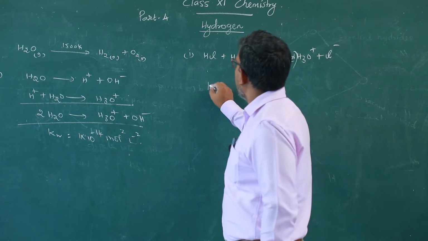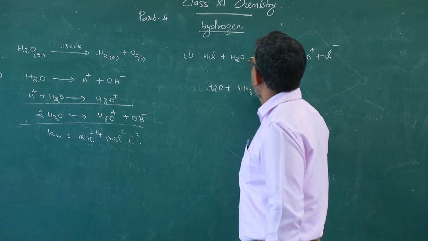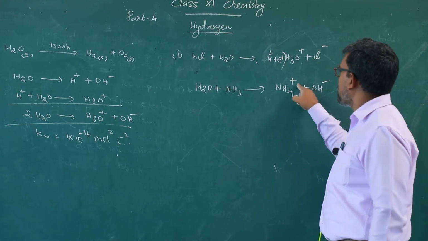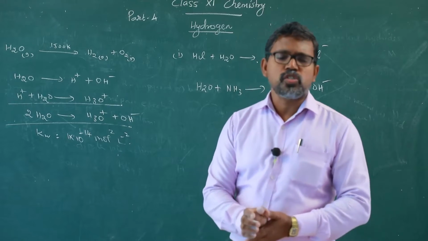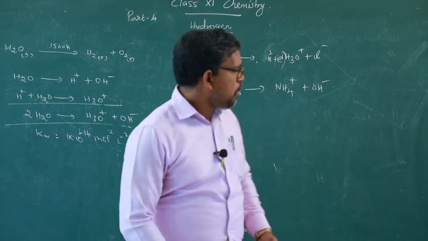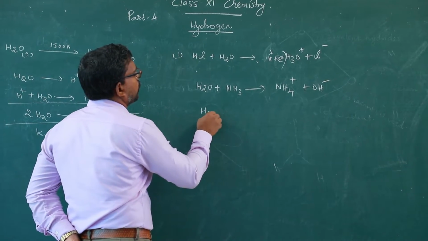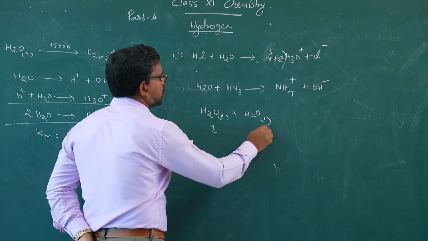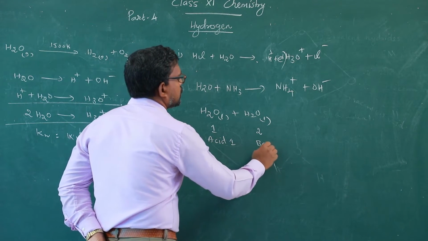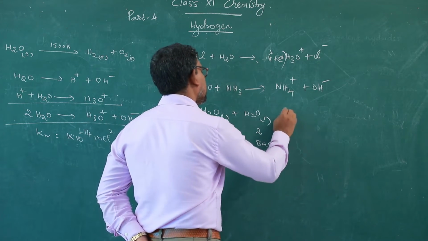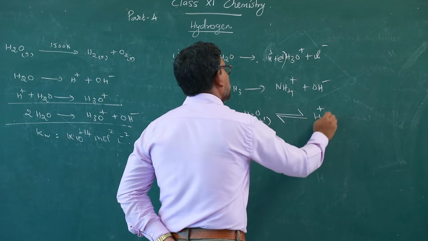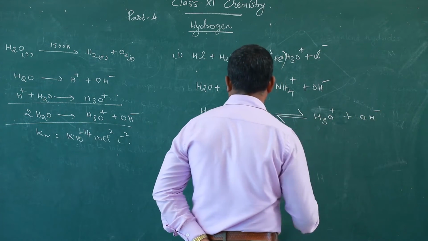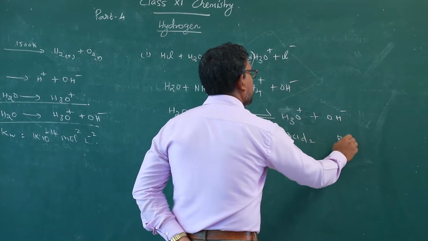And as a base: water reacts with ammonia, which is a base, and it provides NH4 plus ion and OH minus ion. Hence it behaves as an acid as well as a base. For example, H2O liquid is acid 1 and the other H2O is base 2. It ionizes, providing H plus or H3O plus ion and OH minus ion, which are acid 2 and base 1.